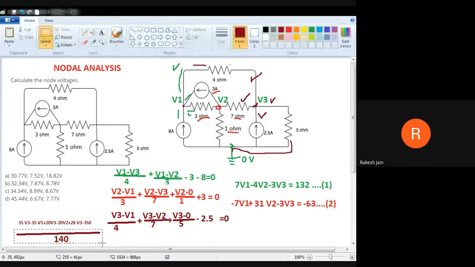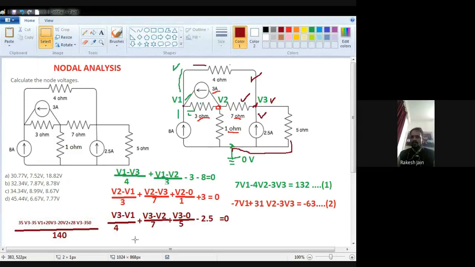I hope you are able to see this. Yes, now see, I just take from this equation an LCM of 140. Now how many times the 4 will be divided by 140? The 140 will be divided by 4, that is 35 times. So the upper term will be multiplied with 35. So 35 V3 minus 35 V1, okay. Now how many times the 140 divided by 7? It will be divided by 20 times. So the upper term will be multiplied by 20. So 20 V3 minus 20 V2, okay.